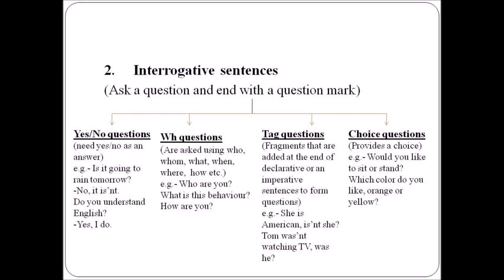The last type of interrogative sentences are choice questions. These are questions that provide a choice. For example, would you like to sit or stand? Or which color do you like, orange or yellow?